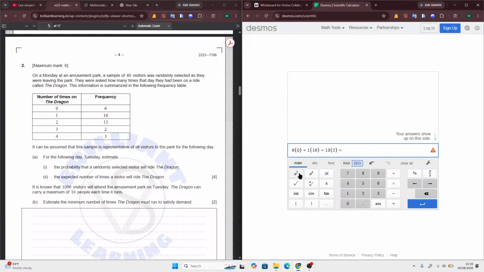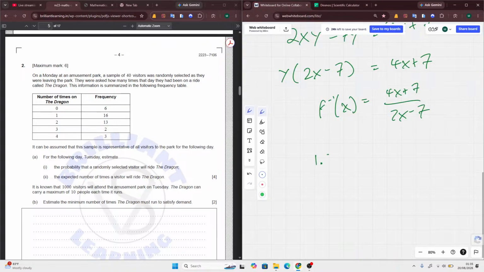So we're basically finding how many total rides of the Dragon are occurring. We do that by multiplying these values up. And then I'm going to divide the whole thing by the 40 visitors that come in. So on average, everyone is going to be riding the Dragon 1.5 times. The expected number of times a visitor will ride the Dragon will be 1.5. So, okay, I've answered the second part. The probability a randomly selected visitor will ride the Dragon.